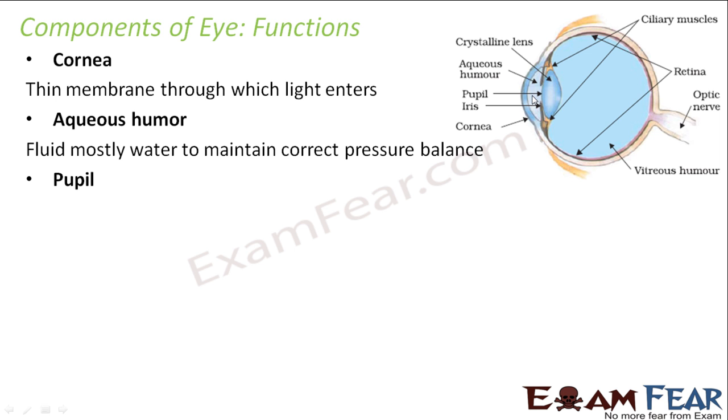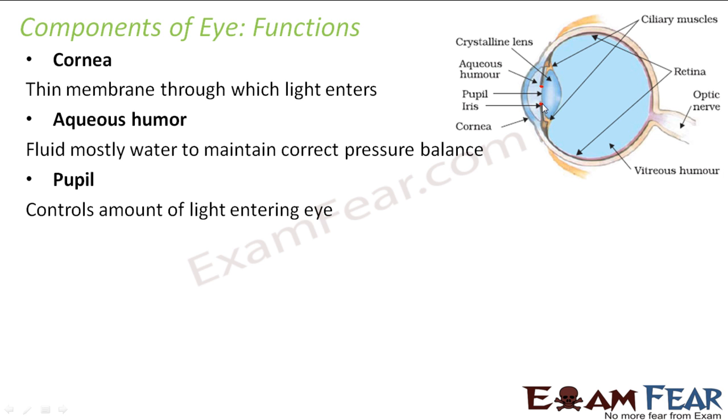Next is the pupil. What is the pupil? The pupil controls the amount of light entering the eye. If you see in this figure very clearly, you can imagine the pupil like a door, right? For example, how is the door constructed in your house? A door is nothing but an opening in the wall through which people can come in and go out. Similarly, this pupil is also an opening through which light can enter inside the eye. Now, this pupil will control the amount of light entering the eye.